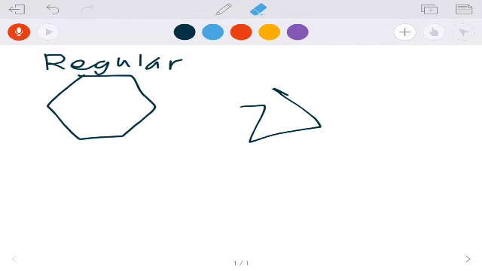So today we're just going to be looking at regular hexagons, and what we're looking at is one interior angle of a regular hexagon, or of a regular polygon. So these are all going to be the same. This is going to be the same as that, which is going to be the same as that, all the way around.